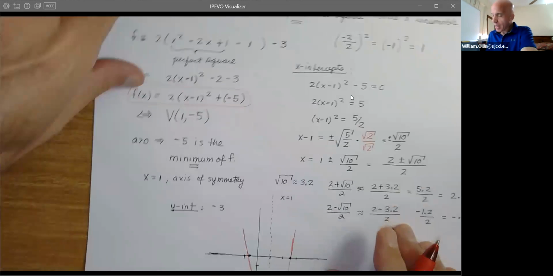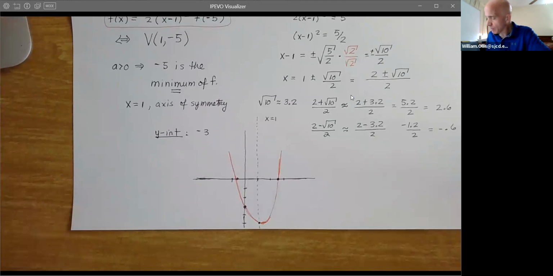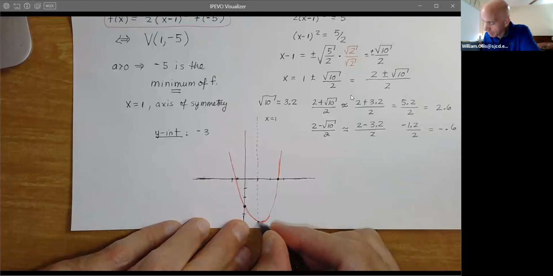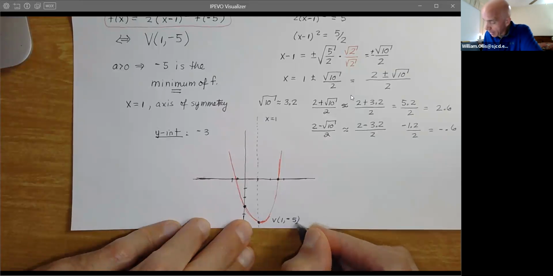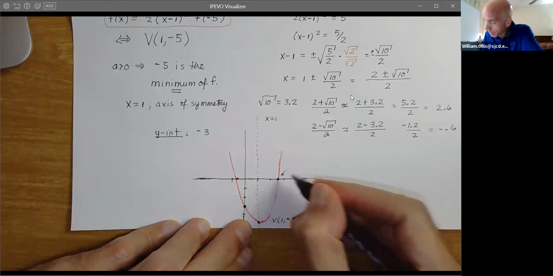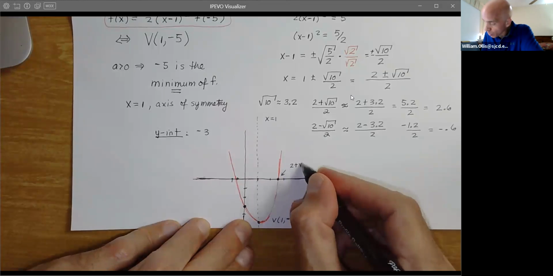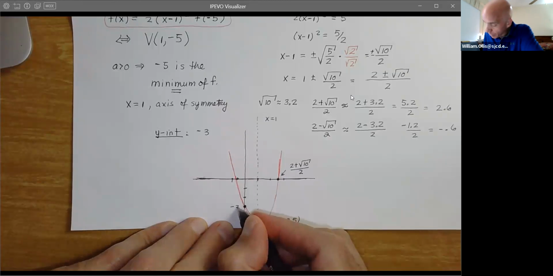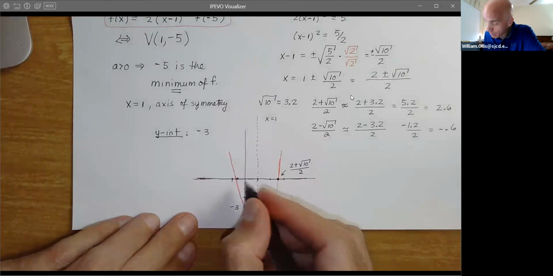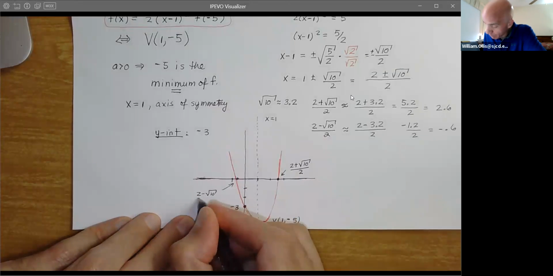Okay, so now, again, we're not looking to win the art contest, but now we see that we have the vertex (1, -5). And then we can go ahead and map in these numbers exactly. This will be (2 plus √10)/2. We have our -3. We've already marked our axis of symmetry. And here we have (2 minus √10)/2.